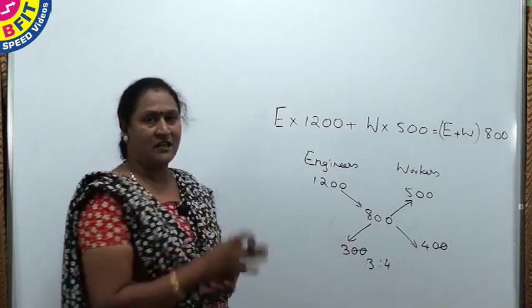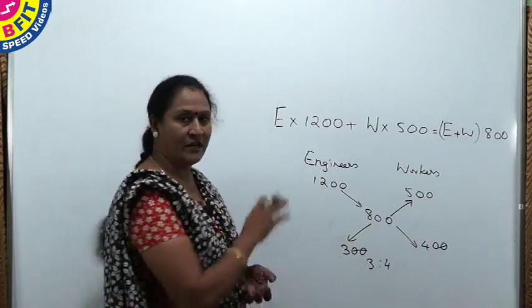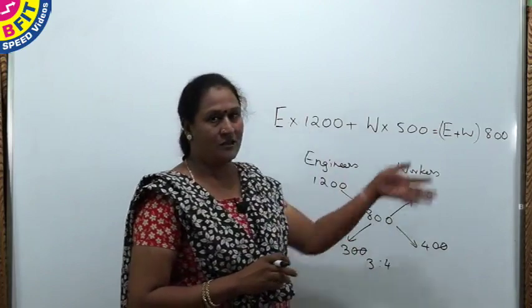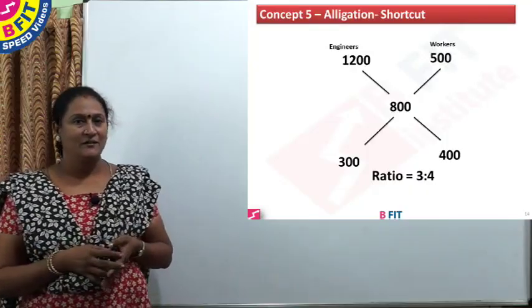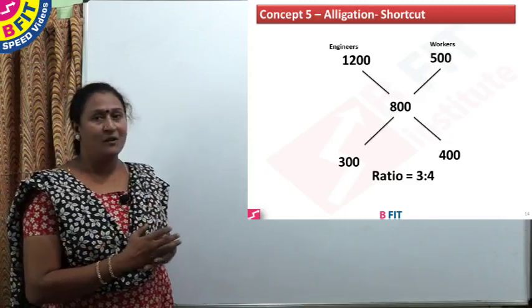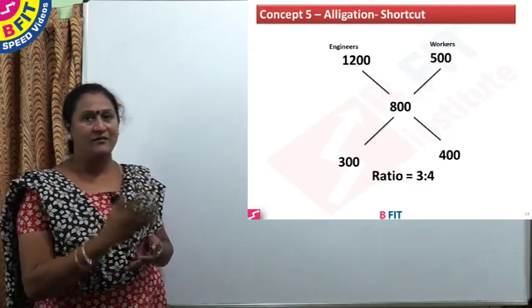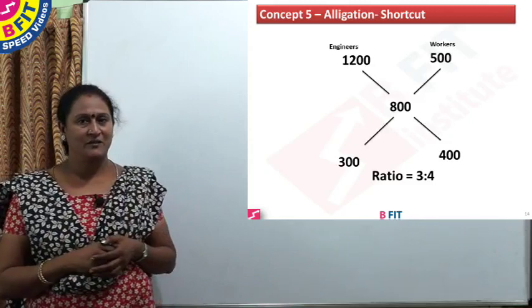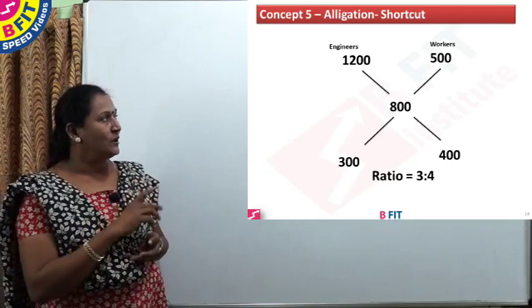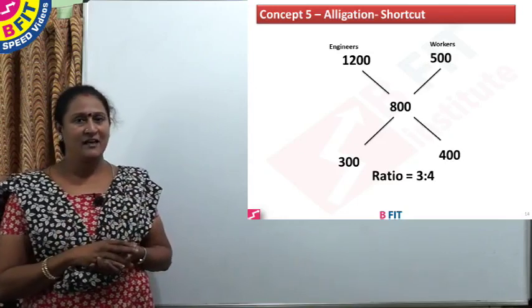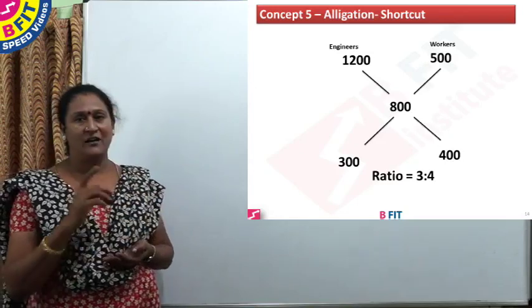So by using this alligation, we have easily found the ratio by avoiding all this working. So now we'll see the shortcut. Here it is clearly explained how to get the ratio of engineers and workers by using the alligation process. We have written the engineers first and then the workers. Below them we have written their average salary, that is 1200 and 500.